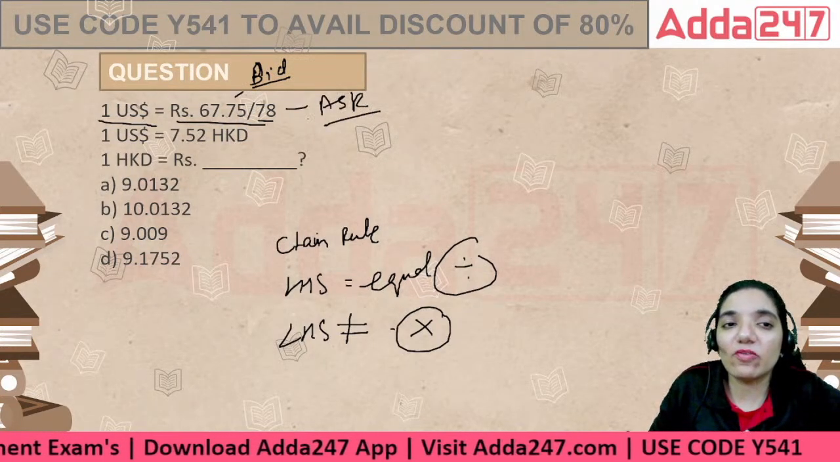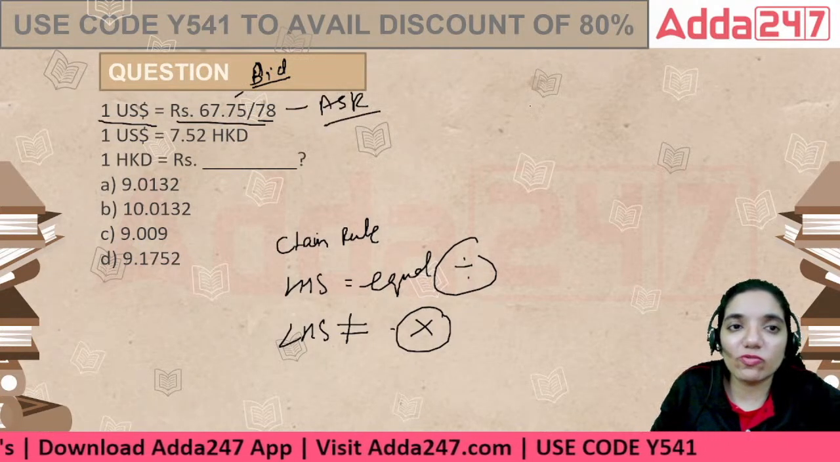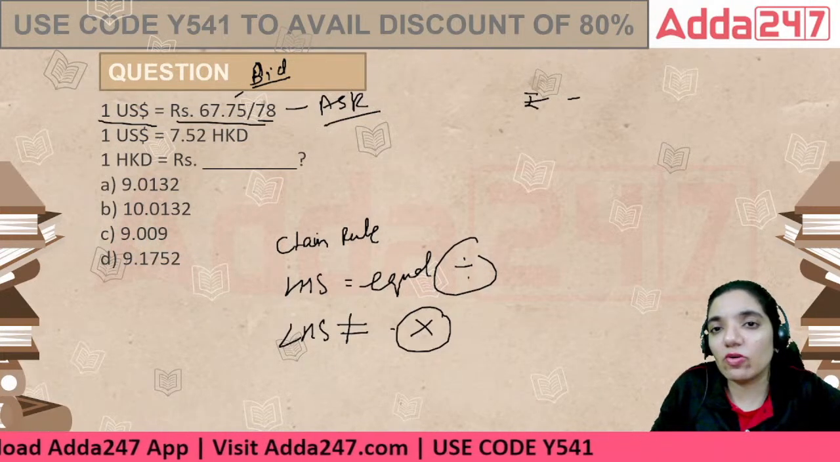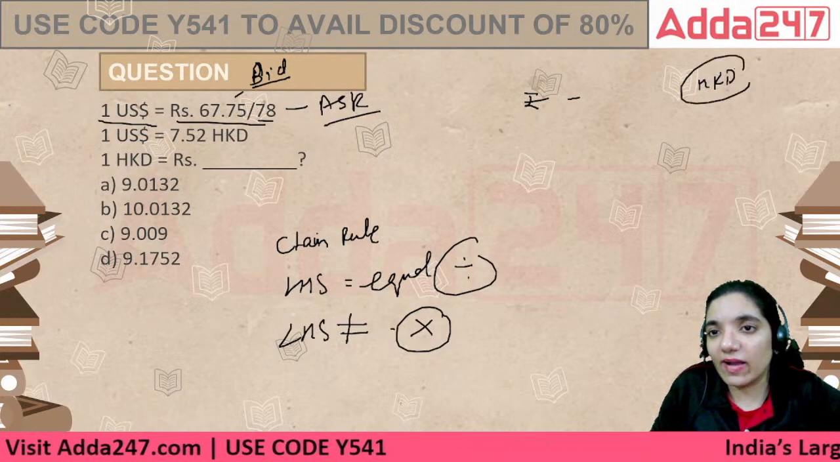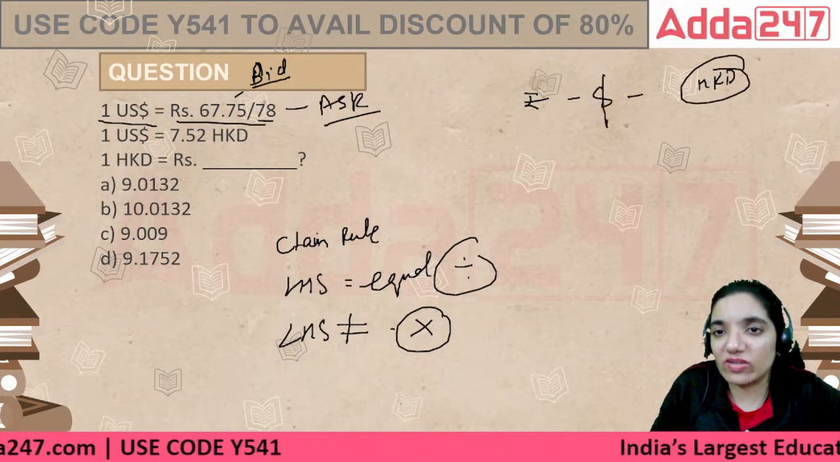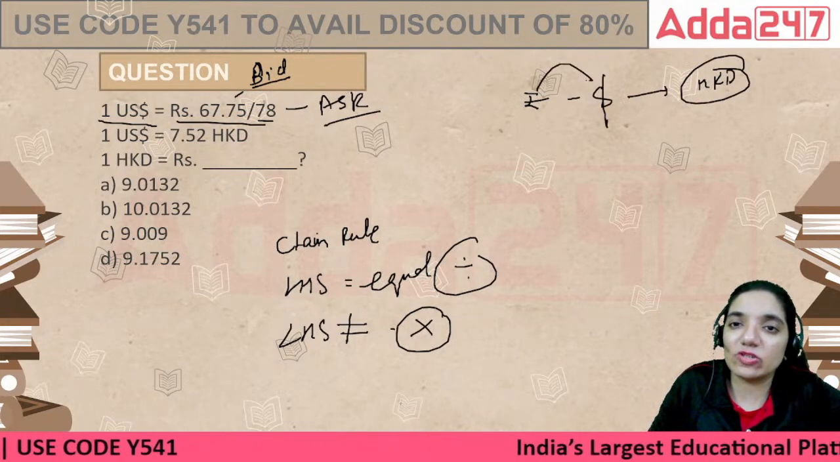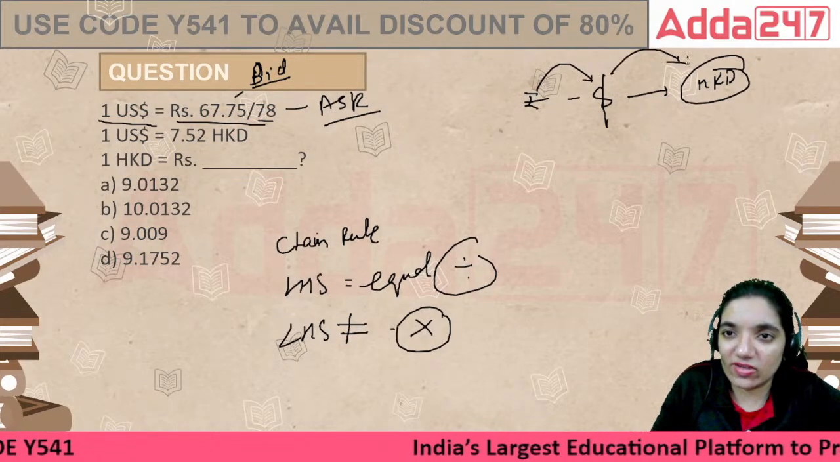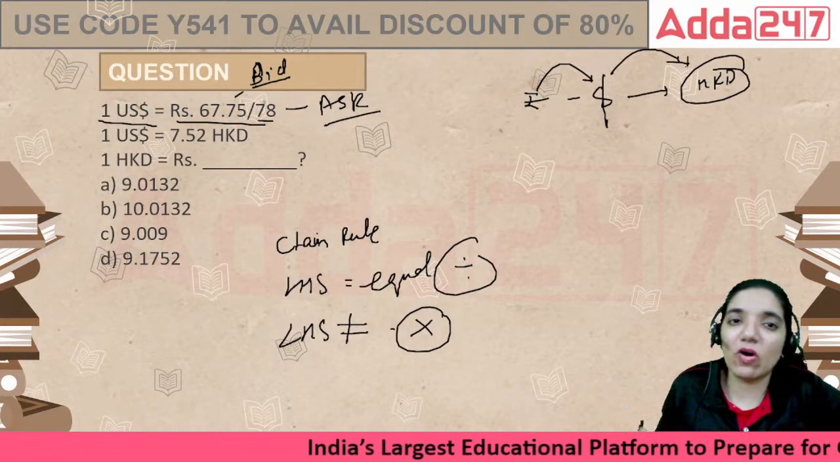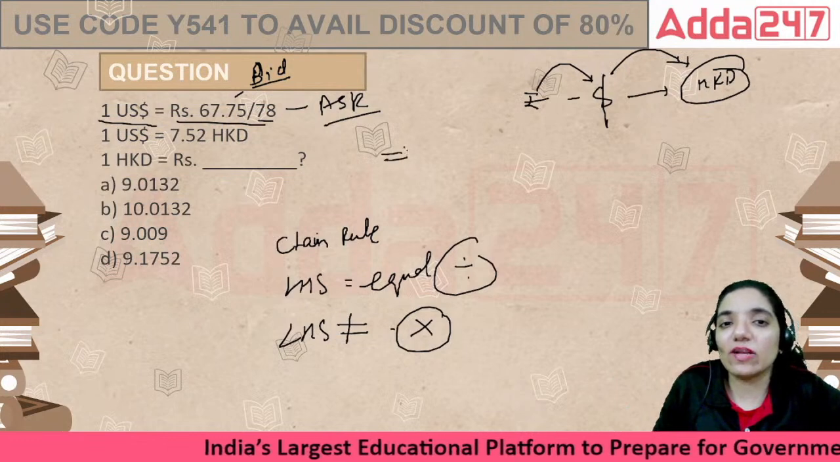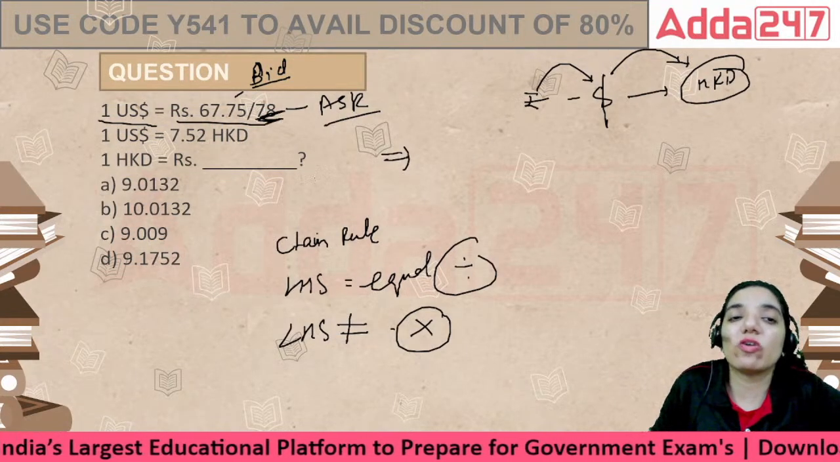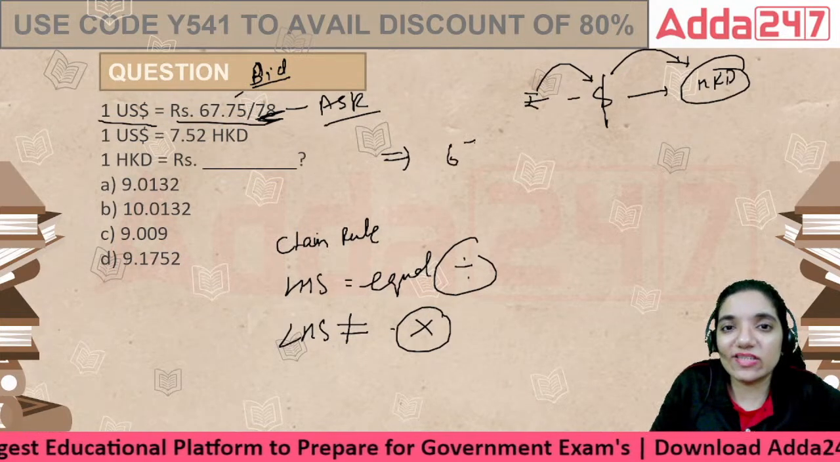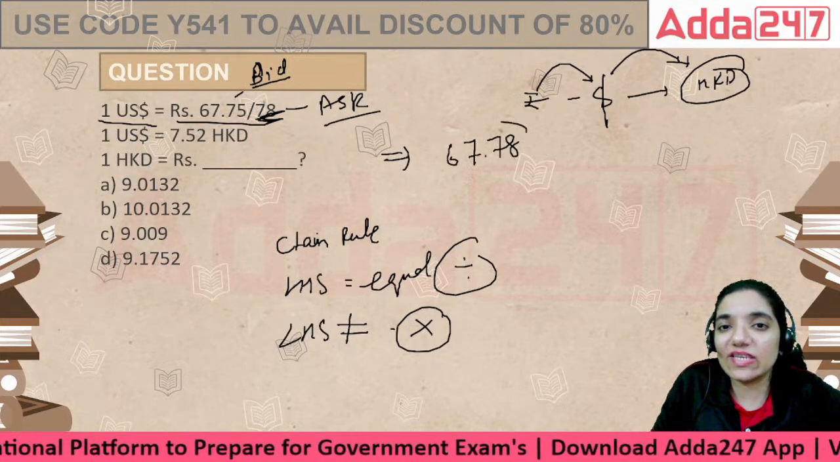B for bid, B for buy. So basically what are we going to do is, we are at rupees, we want to buy Hong Kong dollars, right? But to buy that we have to buy US dollars. So basically I'll purchase US dollars and sell US dollars and buy the Hong Kong dollars. So how do we calculate this? We can calculate it by selling or disposing of the dollars. So it would be 67.78.